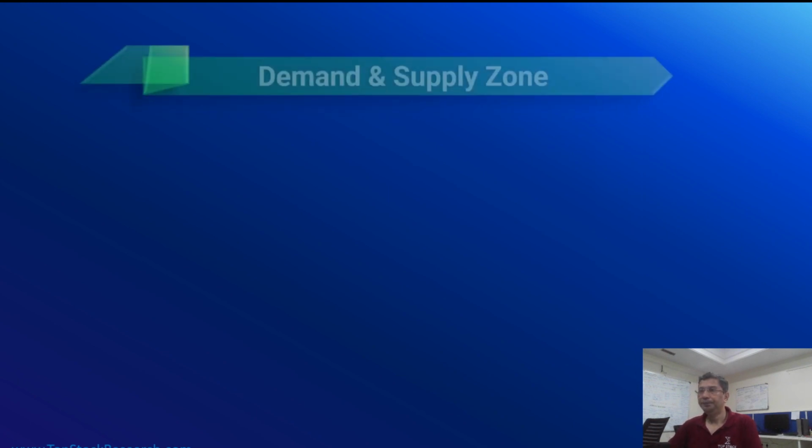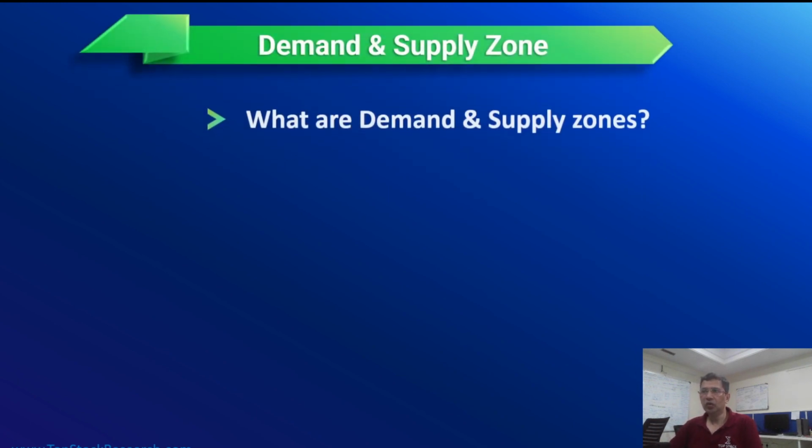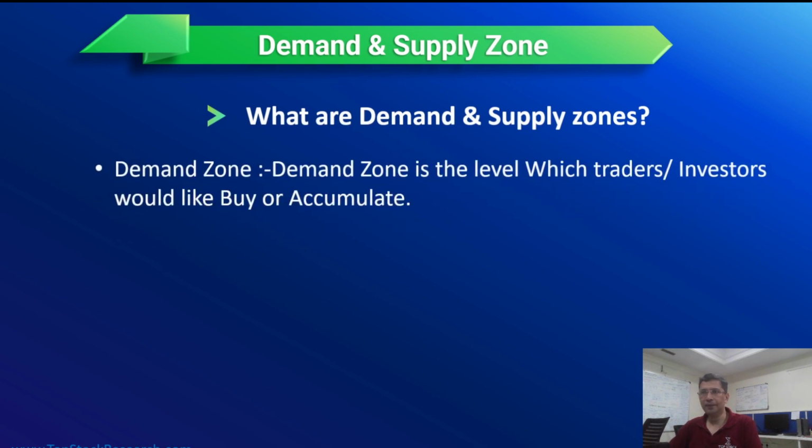All right. So demand and supply zone. What are demand and supply zones? Demand is a zone at which a trader or investor would like to buy or accumulate. Anybody who feels that this is the fair value, or a price where they need to come and accumulate more stocks, when there's a consensus across a larger section of investors or traders, that becomes a zone where a lot of people are coming to buy. So that becomes the demand zone, right?